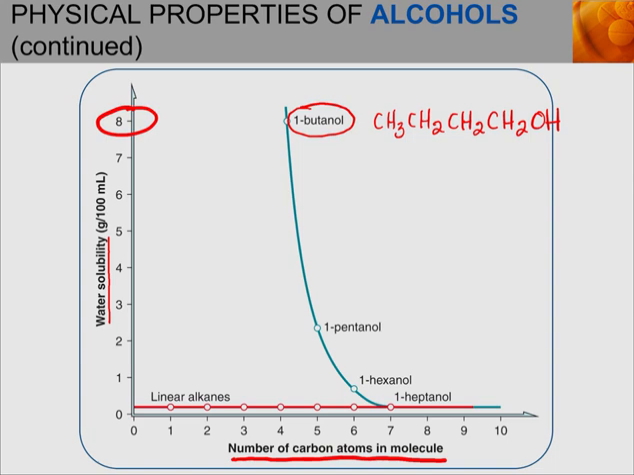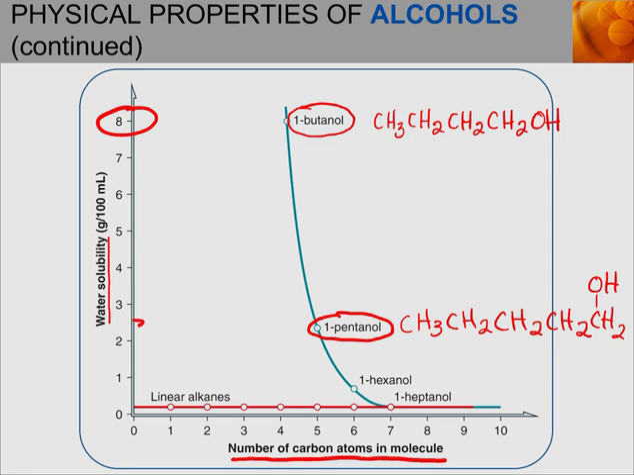But let's add another carbon atom. So let's look at 1-pentanol. 1, 2, 3, 4. Oh man, I don't know if I can fit this. I'll just put the OH up here. So we added another carbon, and already the solubility has decreased quite a bit. And that's due to those non-polar interactions, and that non-polar section wants to get really far away from water. So it's going to be more difficult to dissolve this alcohol in water. Now, if we add even more carbons, you can see the solubility keeps decreasing as we go.